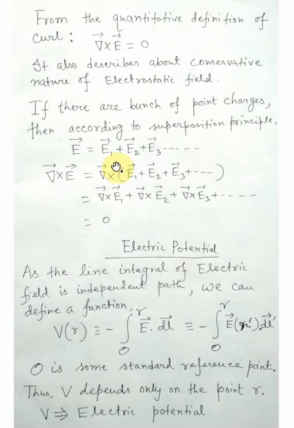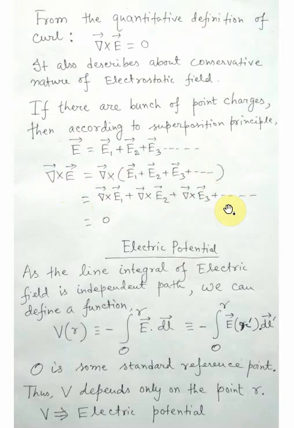Okay, now if there is a bunch of point charges instead of one charge, you know that according to the superposition principle, we can write the electric field vector as the vector sum of the different electric fields due to the point charges. So if we take the curl of that total field, that will be the addition of the curls of the individual electric fields, and that is 0.